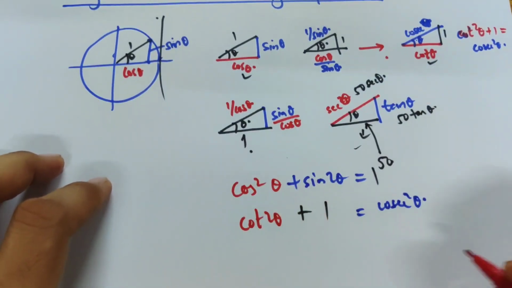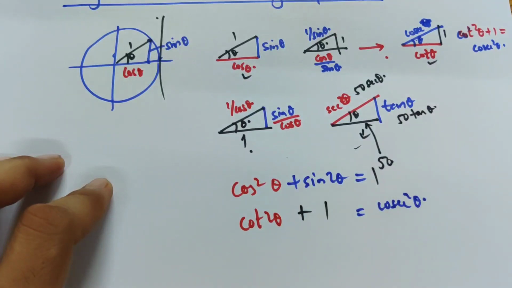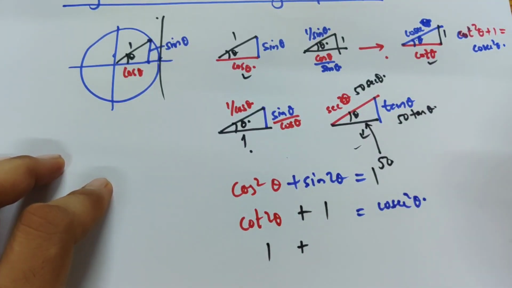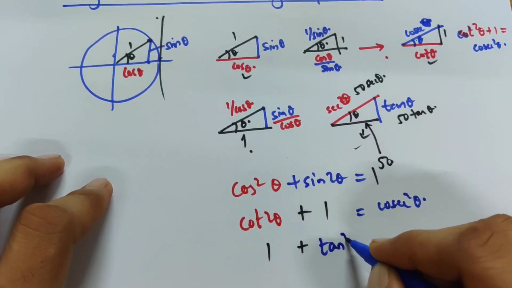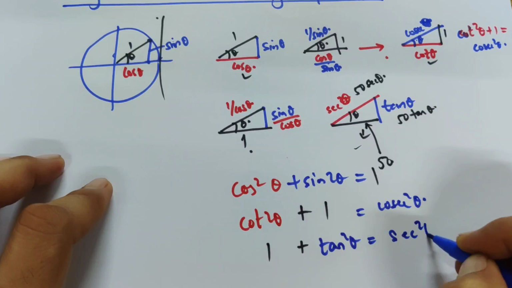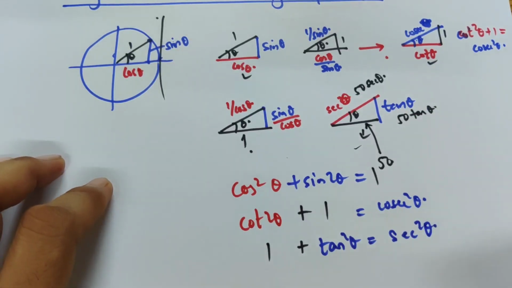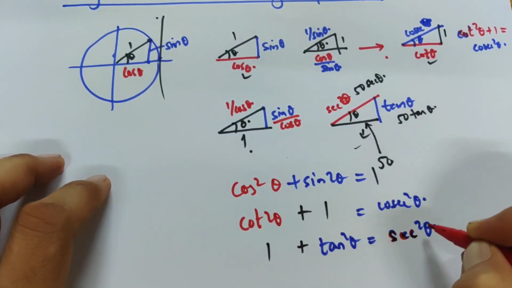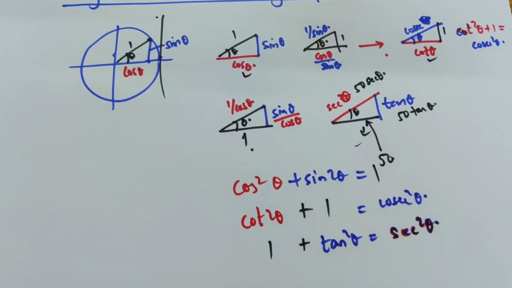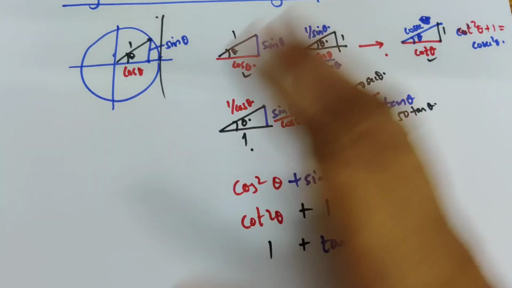And if I divide the same expression throughout by cos square theta, then I'll get 1 plus tan square theta is equal to secant square theta. Maybe I could have used red because it's related to cos. So we do this, and this is another way to look at it visually.